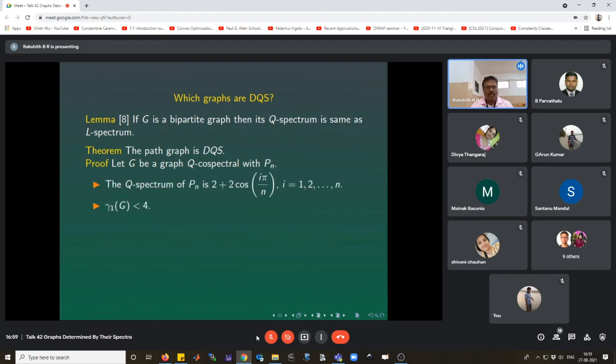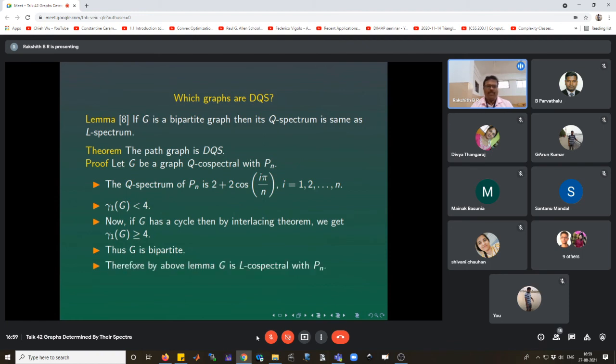The path is also determined by the Laplacian spectrum. You can easily prove this using the same technique. You can start with the spectrum of the path and again argue with the largest signless Laplacian eigenvalue, to show that it is determined by the signless Laplacian spectrum.